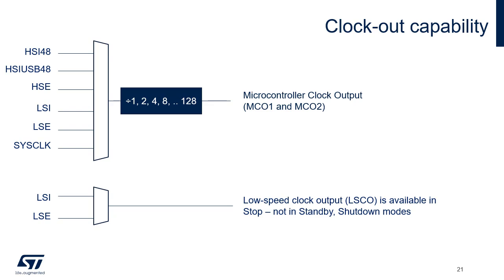Various clocks can be output on I/O pins. The MCO and MCO2 pins can independently output clocks selected from LSI, LSE, SYSCLK, HSI USB 48, HSI 48, or HSE. These clocks can be further divided using programmable ratios. The LSCO pin is dedicated to low-speed clock outputs, such as LSI or LSE, and can be active in stop mode.